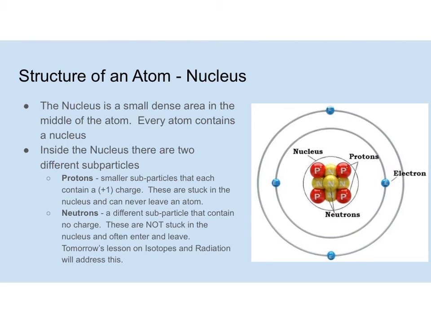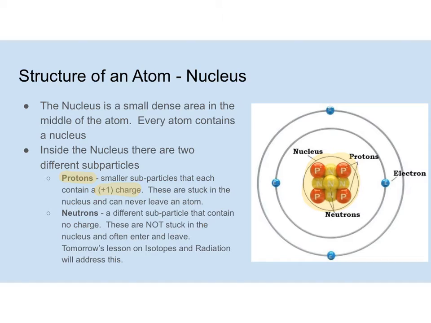Now, we're going to go through each part. The nucleus is a small, dense area in the middle of the atom. Every single atom contains a nucleus, and when you draw atoms, it's usually the first thing you start with. Here's the nucleus, the part I just highlighted, and inside the nucleus you've got protons and neutrons. What are protons? Protons are smaller subparticles, which just means they are smaller than an atom, a part of an atom. Each contains a positive 1 charge, so protons are positively charged, and that's important. They are stuck in the nucleus and can never leave the atom. Protons never leave under any circumstance.